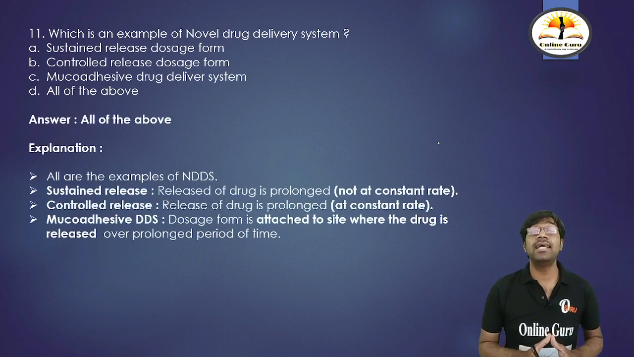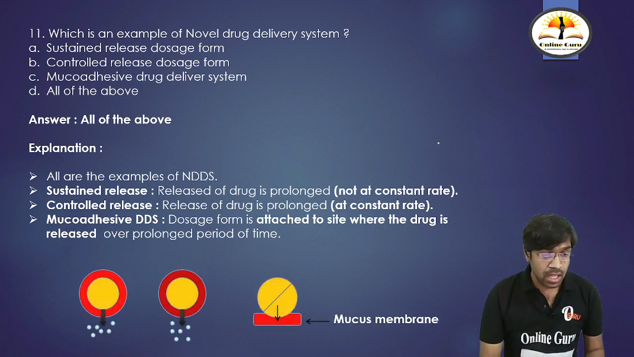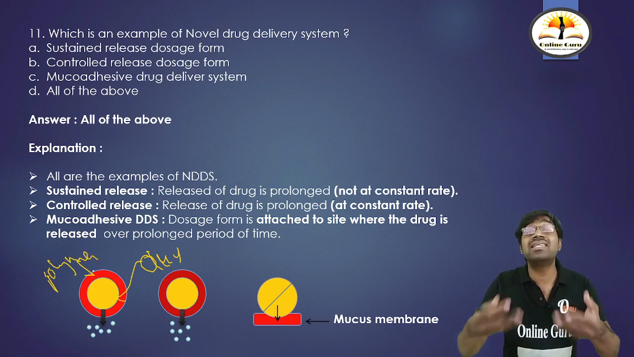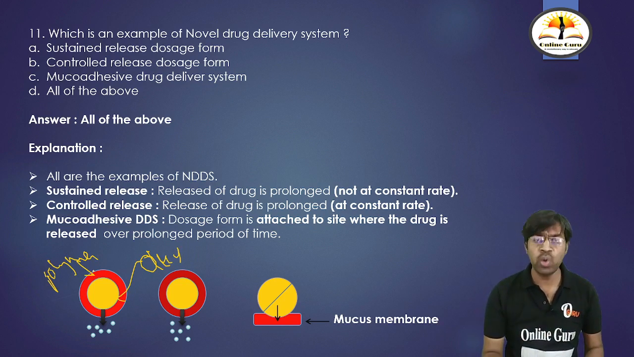The correct answer is all of the above. See here, what is sustained release? Suppose this is the drug. This is the polymer which is going to prolong or extend or sustain the release of the drug from the tablet or dosage form.